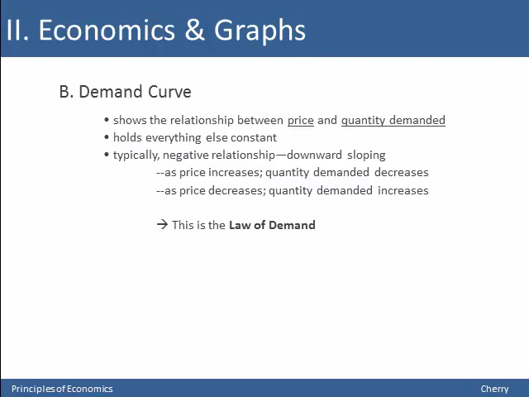Now the demand curve is going to hold all the other things constant, which we'll talk about in just one second. But what we usually see is that there's a negative relationship between price and quantity demanded. If price increases, the number of units that consumers want to purchase will fall. And if price decreases, the number of units that consumers want to buy will go up. So this is what we consider the law of demand.